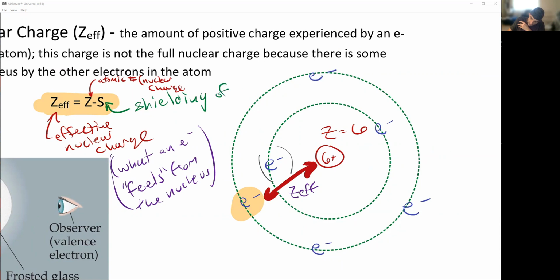Shielding of the valence electron. Okay, so we call it the shielding constant, the shielding of the electron. So if an electron interferes with that interaction, if the electron gets in the way of this interaction, it kind of cuts down on the effective nuclear charge. It cuts down on the interactions in that field.